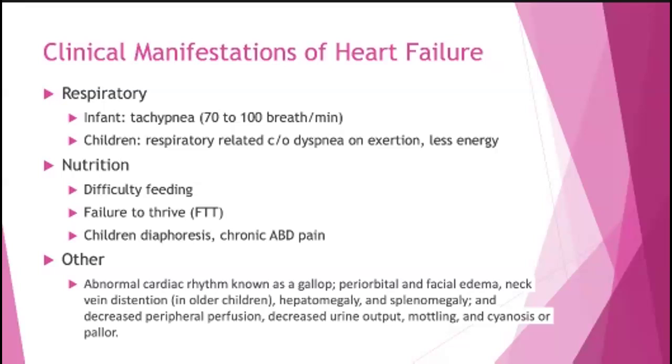Other clinical signs we're going to see: we might hear a gallop, which would be that extra heart sound. We might see some periorbital or facial edema, hepatomegaly, splenomegaly, mottled skin, cyanosis or pallor, weak pulses, cool extremities, decreased urine output, delayed capillary refill. And in our older children, we might see neck vein distension. It's not commonly seen in infants.